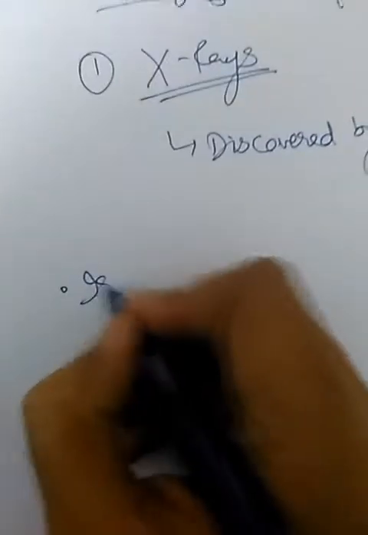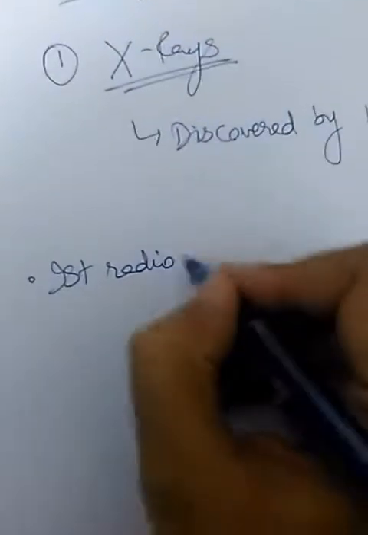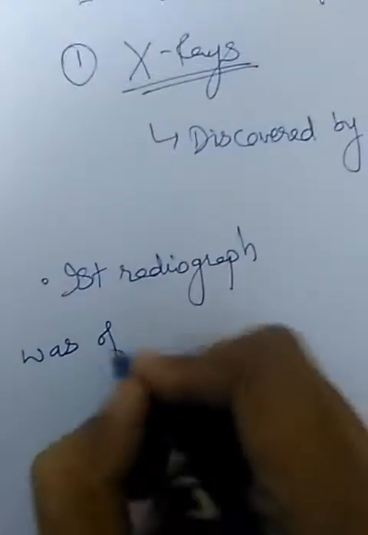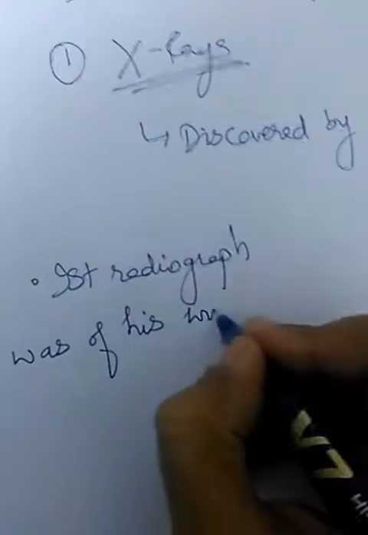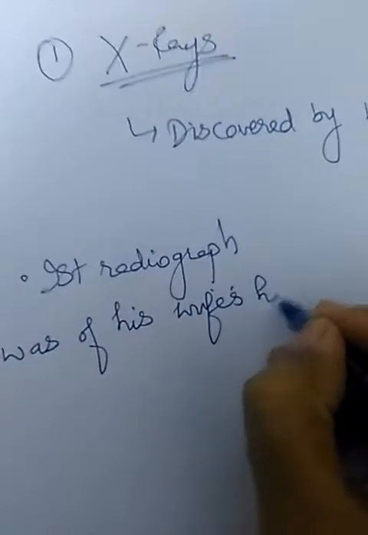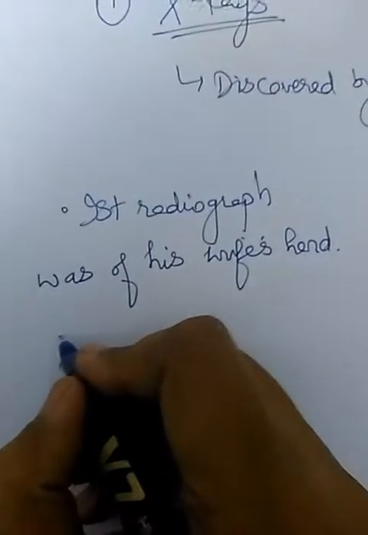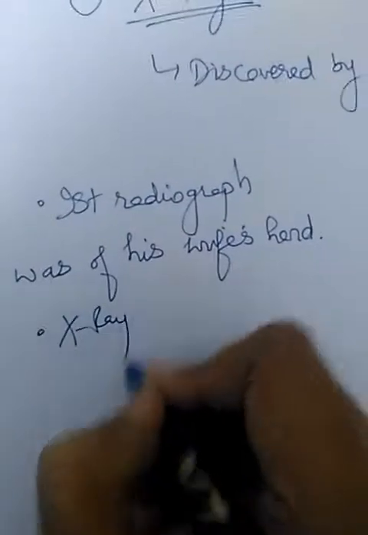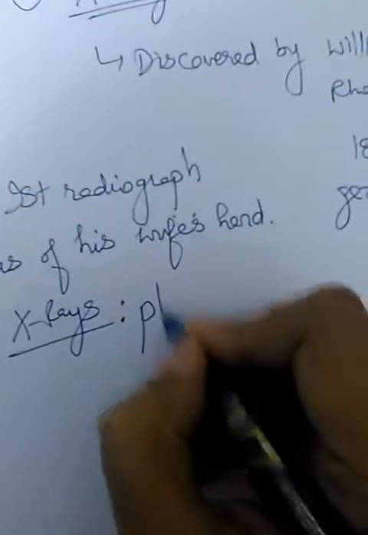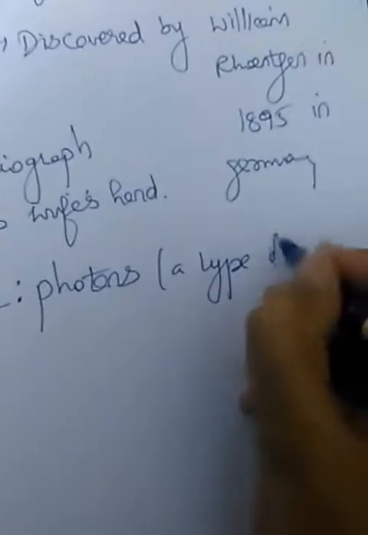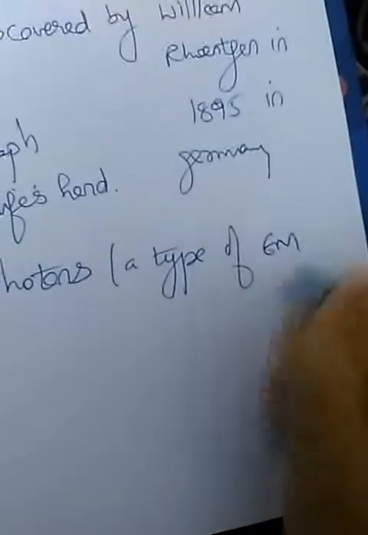Okay, second thing you should know is that the first radiograph was of his wife's hand. Okay, then you should know that X-rays basically are photons. That is a type of electromagnetic radiation.